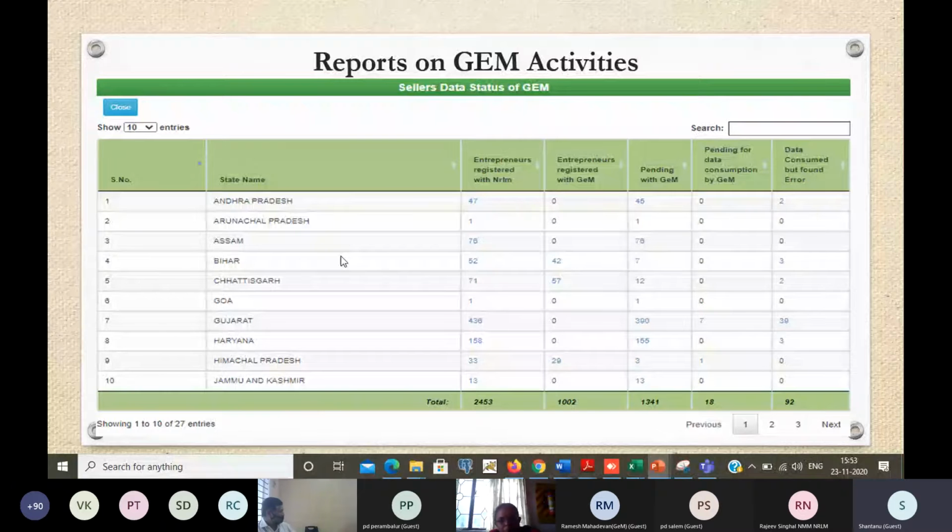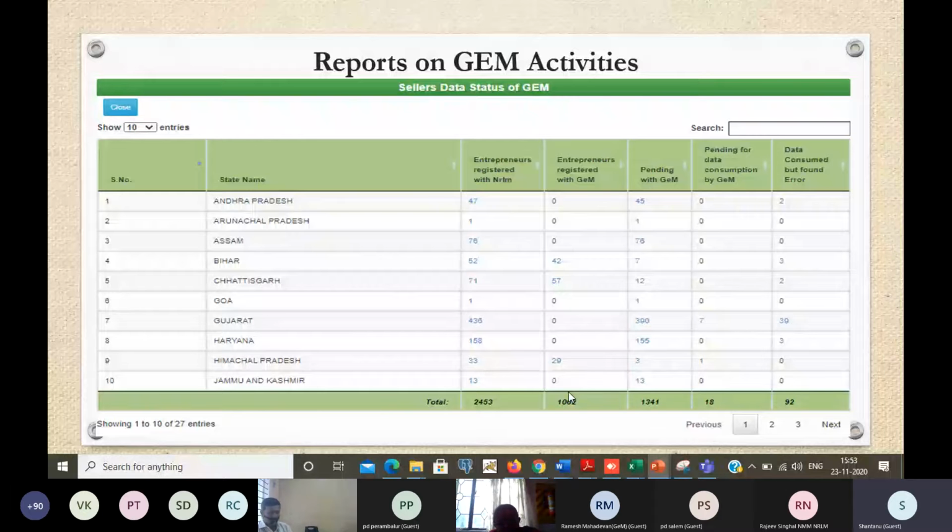Once the data is shared at the block level, those entrepreneurs can also be registered on GeM. So how many such entrepreneurs are pending to be registered with GeM can also be seen here.